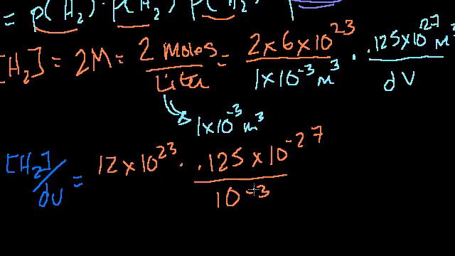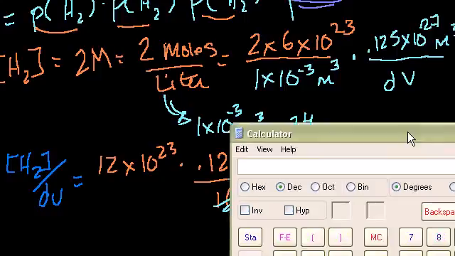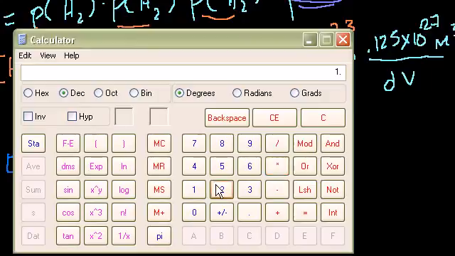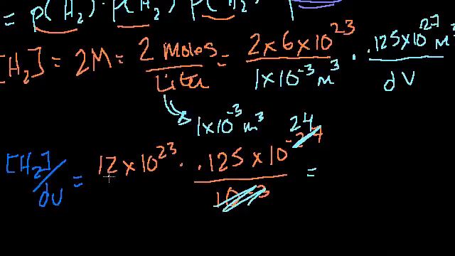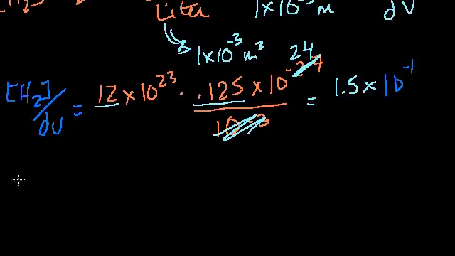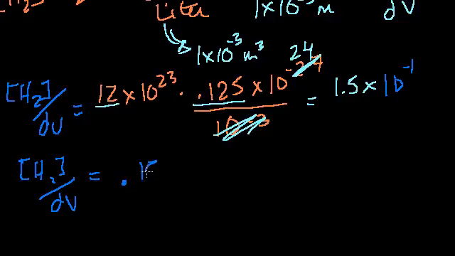So let's cancel out some exponents. If we get rid of the minus 3 here, you divide by minus 3, then this becomes minus 24. And what's 12 times 0.125? 12 times 0.125 is equal to 1.5. And then 10 to the 23rd times 10 to the minus 24th is equal to 10 to the minus 1. So it's just divided by 10. So your concentration of hydrogen in a little cube that's half a nanometer in each direction is equal to 0.15 molecules.